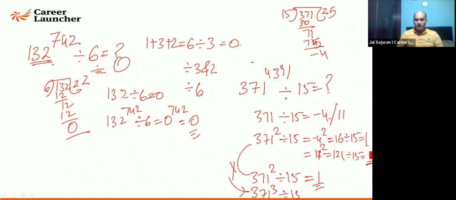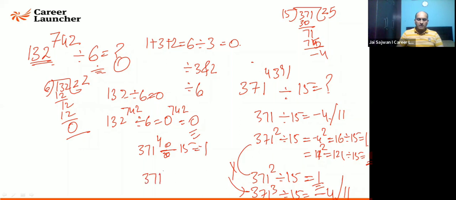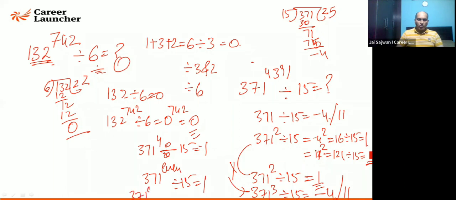the power of 3 divided by 15, remainder comes out to be what? Again minus 4 or 11. So 371 to the power of 4, when you divide by 15, remainder is 1. So I will say 371 whenever the power is even, divided by 15, remainder comes out to be 1. Whenever the power is an odd number, when divided by 15, remainder comes out to be what? Remainder is minus 4 or 11.